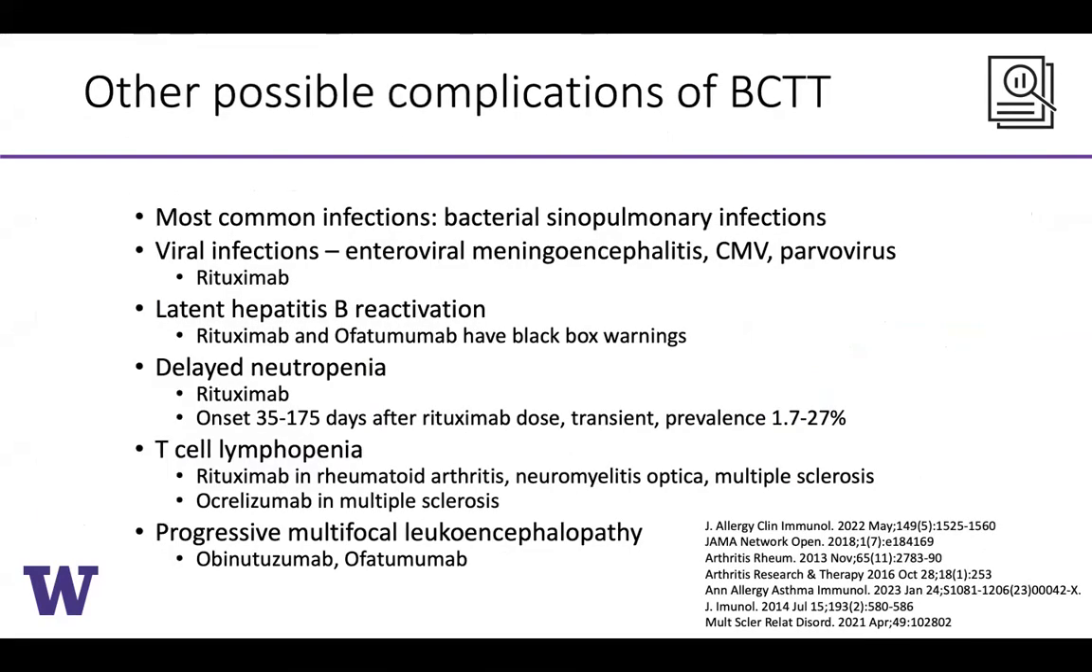And aside, what are other possible complications of B-cell targeting therapies? So most common infections would be bacterial sinopulmonary infections, like we see with various types of antibody deficiencies. But other things to be mindful of, there are viral infections, specifically enteroviral meningoencephalitis, CMV, parvovirus. Latent hepatitis B reactivation actually has a black box warning for rituximab and ofatumumab.